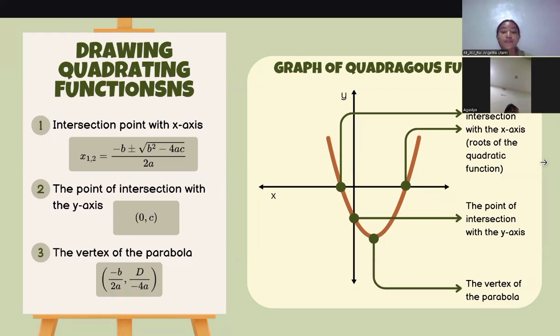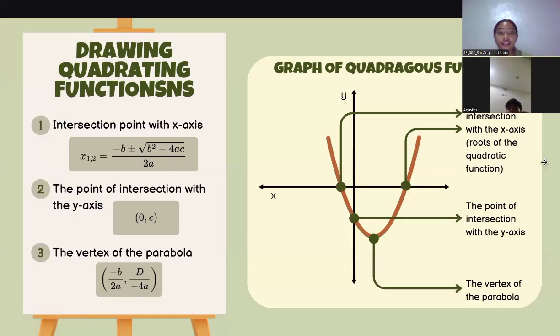Step 1. Find the x-intercept. These are the points where the graph crosses the x-axis. We can find them by solving the quadratic equation using x1 and 2 equals negative b plus or minus the square root of b squared minus 4 times a times c all over 2a.